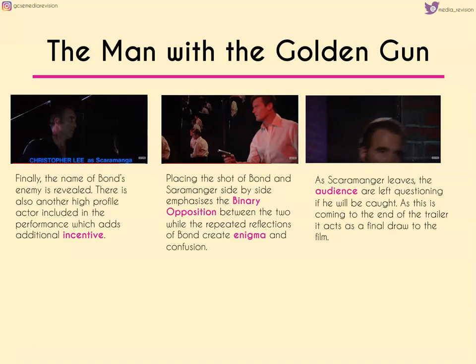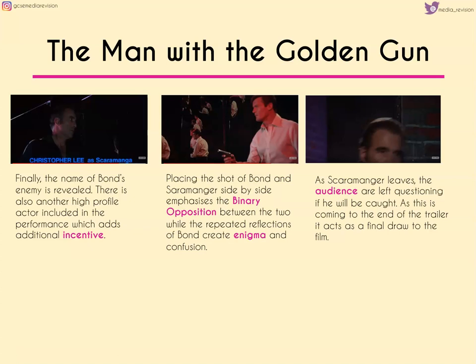Finally, we get the name of him revealed as Scaramanga. There's also a very high profile actor included in the performance, which again would provide incentives. So not only have we got fans of James Bond as a whole, but we've got fans of Christopher Lee and we've got fans of Roger Moore joining this demographic. So we increase by the amount of well-known actors that we have.